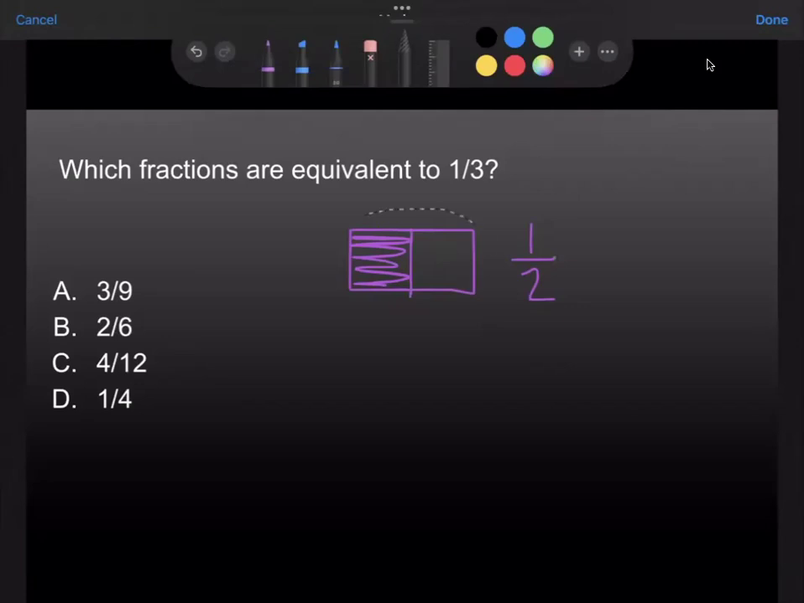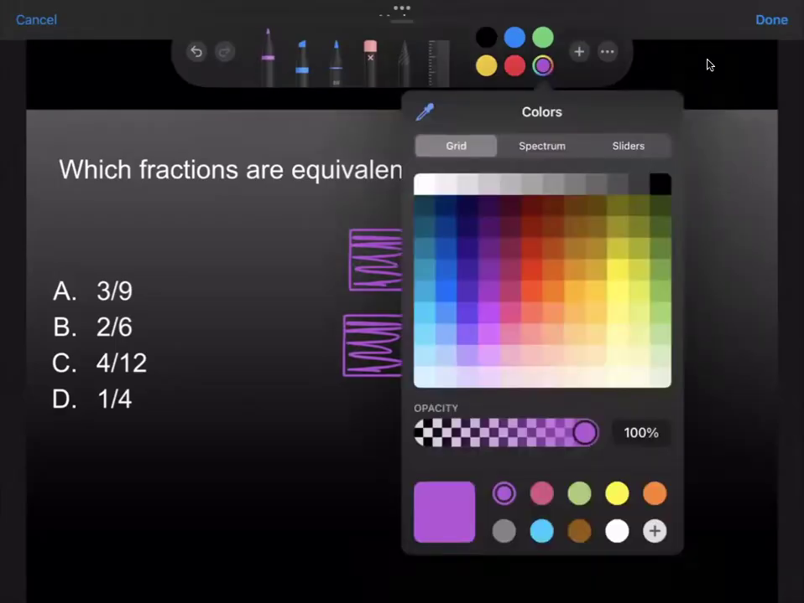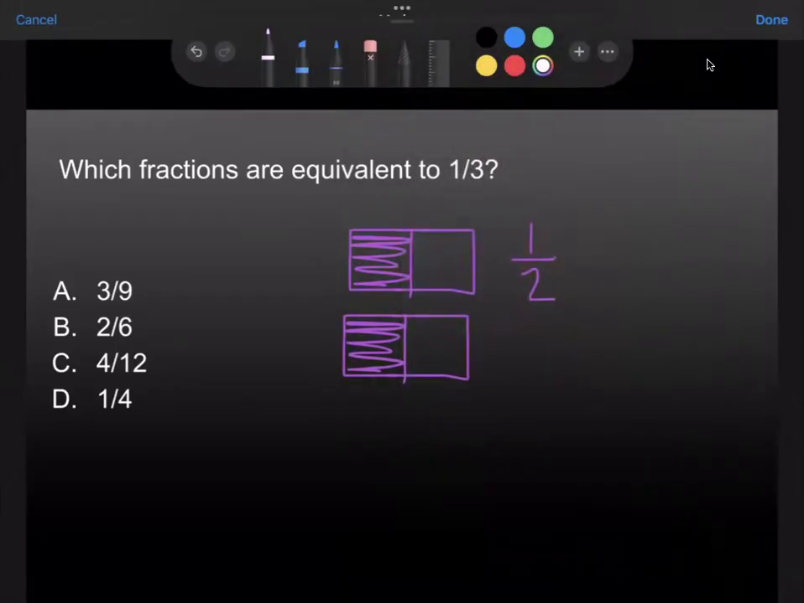But what I can do is I can duplicate this, move it down here, and divide it into more pieces. So let's say I divide it into a few more pieces here. So let's say I split this and I split this. And then I rewrite this fraction. So in this bottom fraction, I have two pieces that are shaded in out of four total pieces. But both of those fractions are equal to each other. They're representing the same amount of a whole that is shaded in, even though one says 1/2 and the other says 2/4. So 1/2 is equal to 2/4.